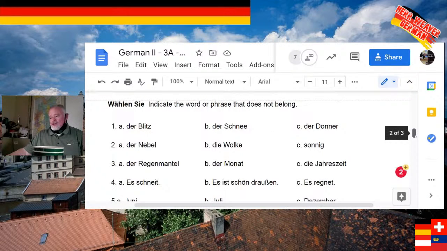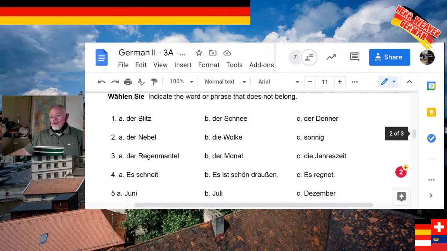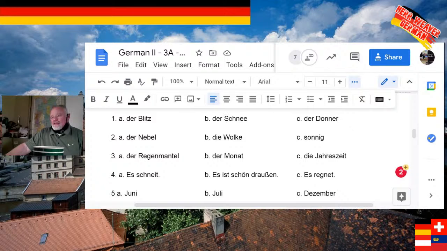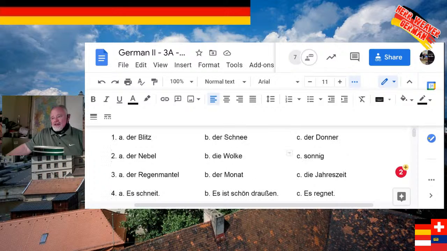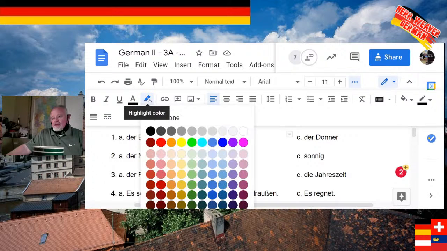Let's look here below. One of these was "passt nicht." Going across, we have der Blitz, der Schnee, der Donner. Der Schnee doesn't fit because Blitz and Donner go hand in hand, right? They go hand in hand because without one there's not the other. If I understand this right, okay. So I'm going to just highlight this. Schnee would be, I guess I'll highlight it in gold.